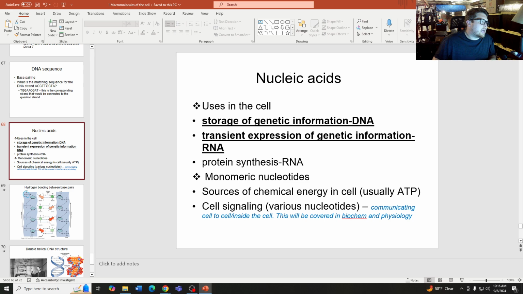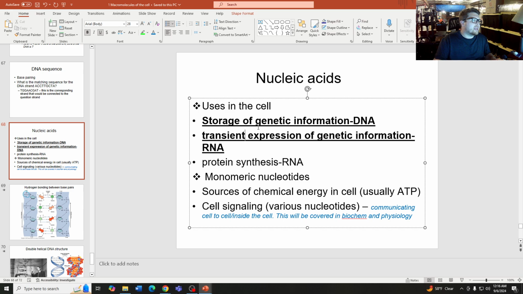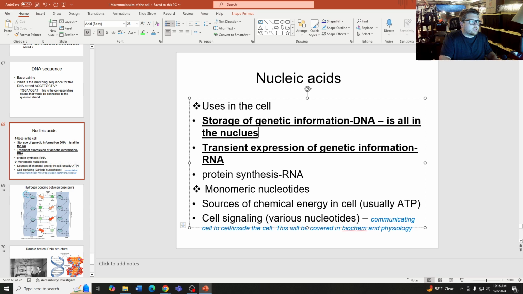So, nucleic acid uses in the cell. Big thing, this is our DNA. This is where we store our genetic information. It's also where we can get transient expression of genetic information. What that means is that our DNA, the storage of genetic information, is all in the nucleus of the cell, right?